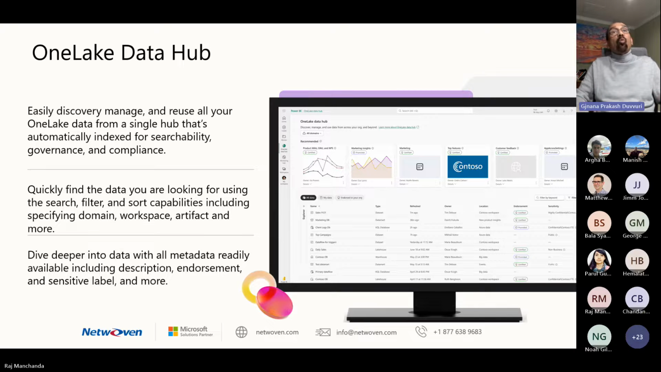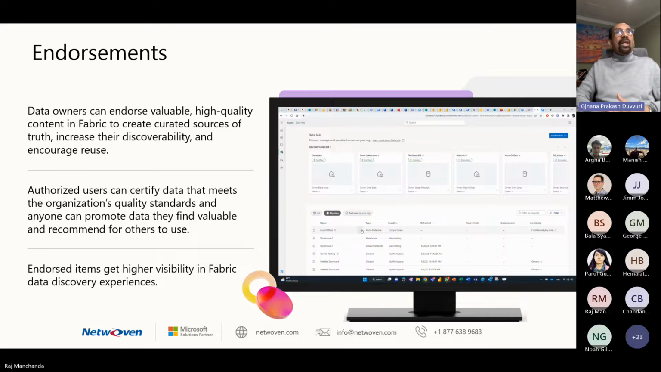When you want to look for your things, the data hub will give you filter and sort capabilities, to include specific domains, workspaces, artifacts, and more. And a deeper dive into data with metadata readily available, including descriptions, endorsements, sensitivity labels, and more. Next slide, please. What is endorsement?